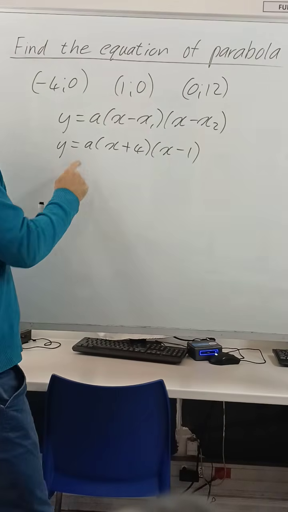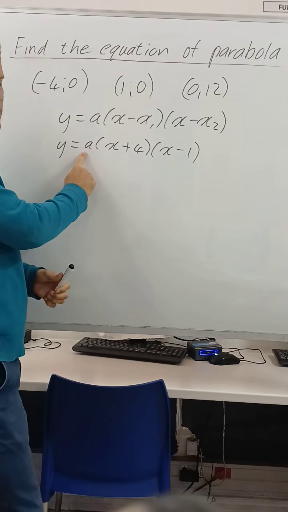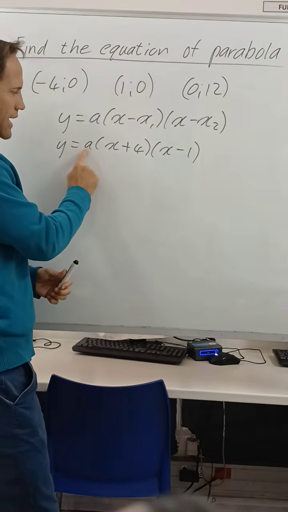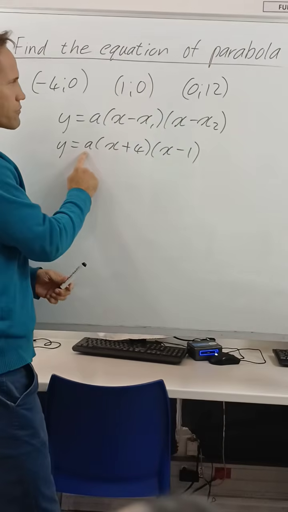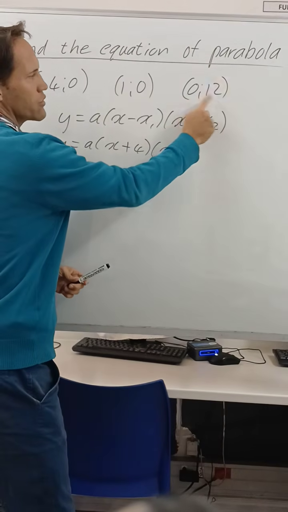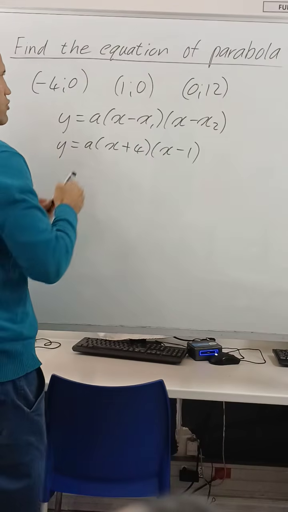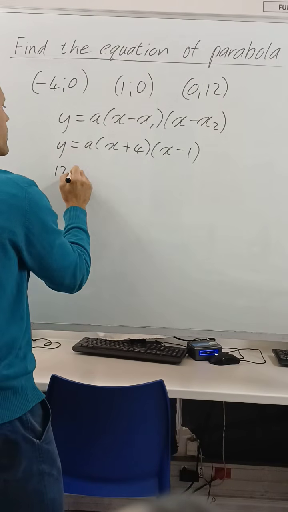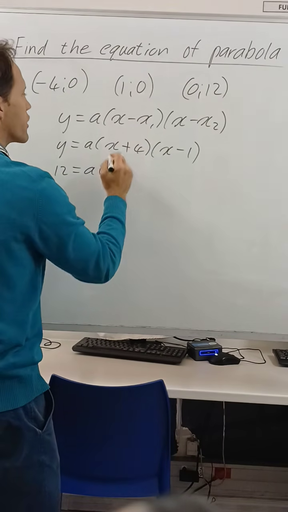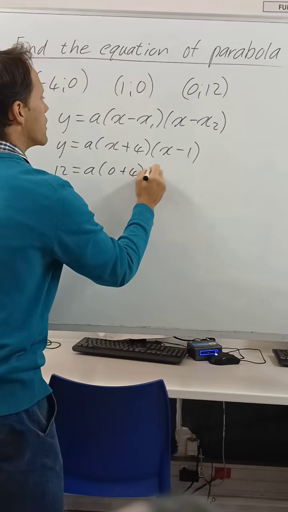And now you need to solve for a. Normally the challenge is to solve your a. Okay? So that's why you get this one also. They can give you any other coordinate, and then you just substitute it. So 12 goes in the place of y, and 0 goes in the place of x.